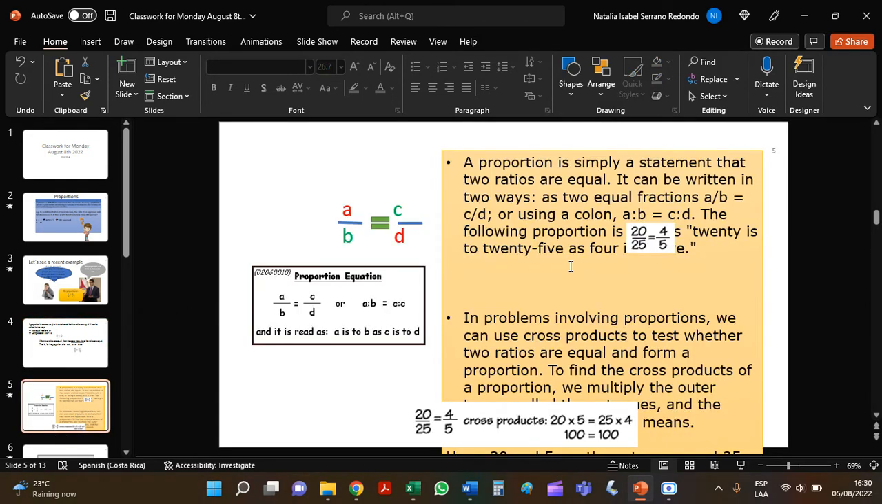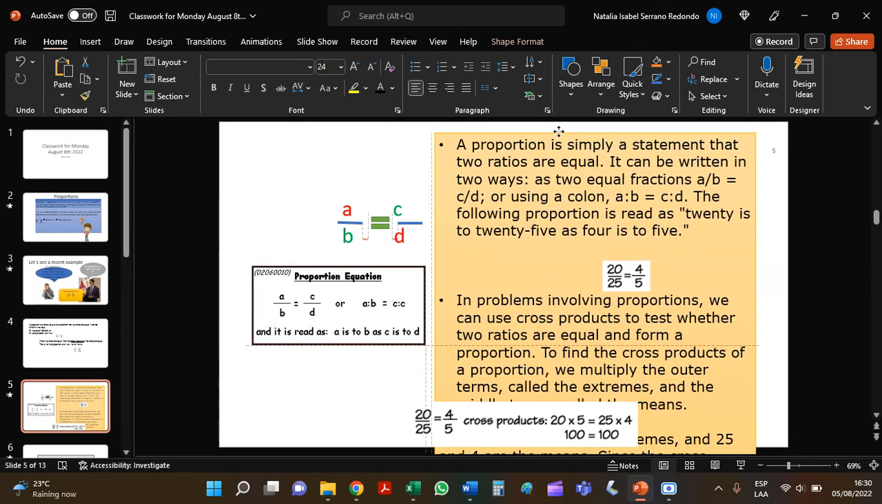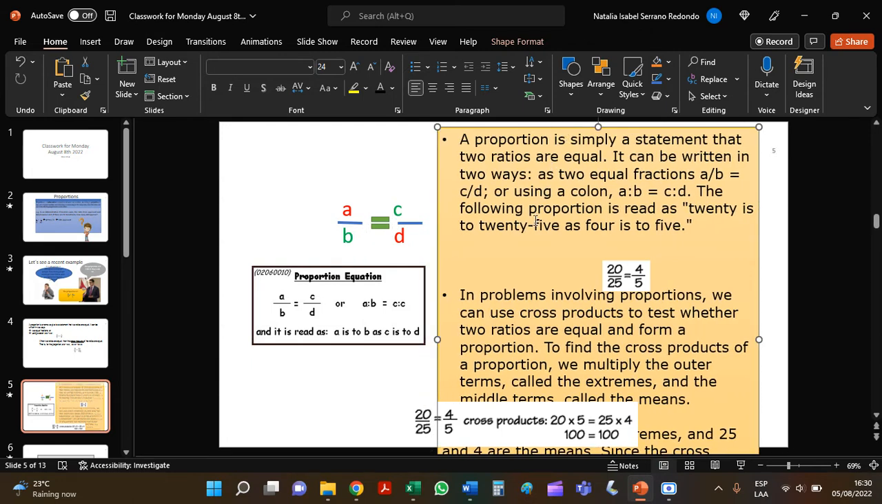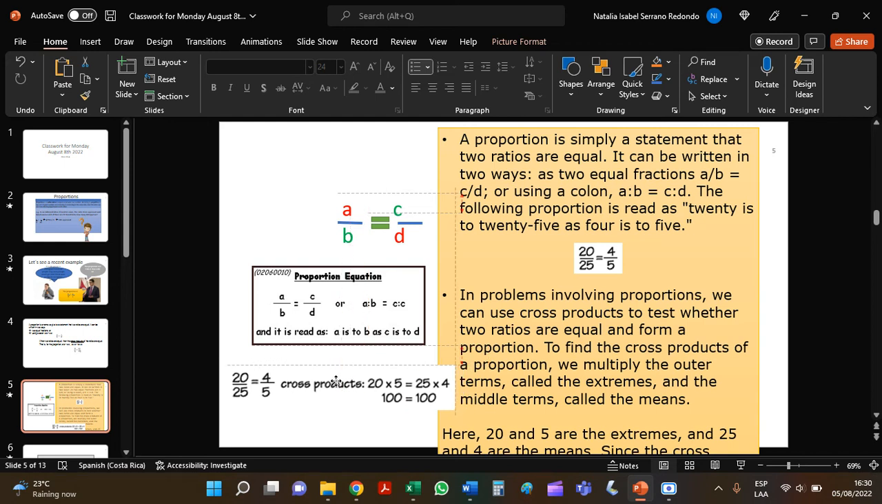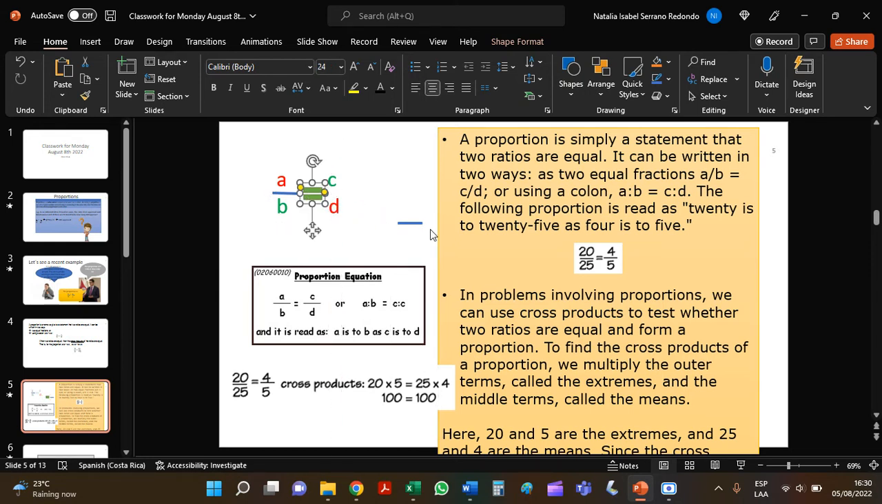Now, a proportion is simply a statement that two ratios are equal. It can be written in two ways, as two equal fractions, as we just saw before. The following proportion is read 20 to 25 as 4 is to 5. Okay. Now, remember that Kendall made a different approach to the multiplication, and that was also valid. As long as you find the results are the same, they're both valid.